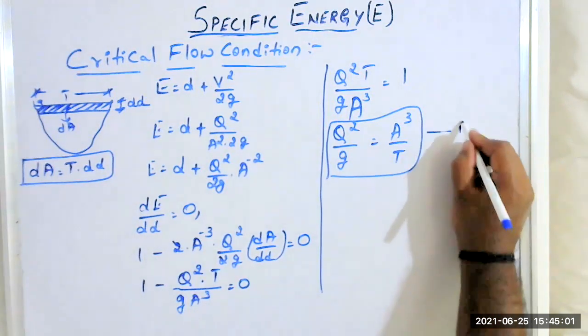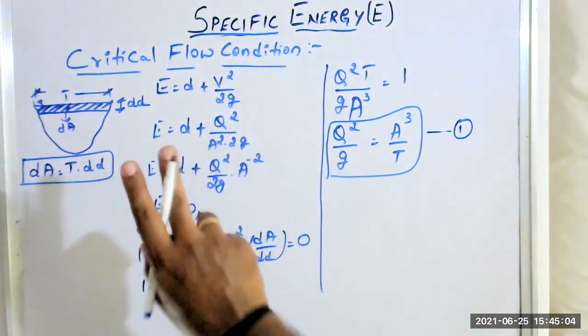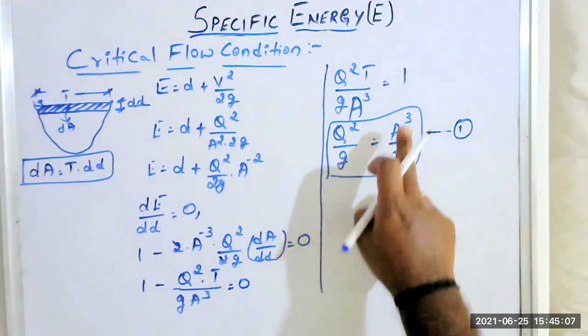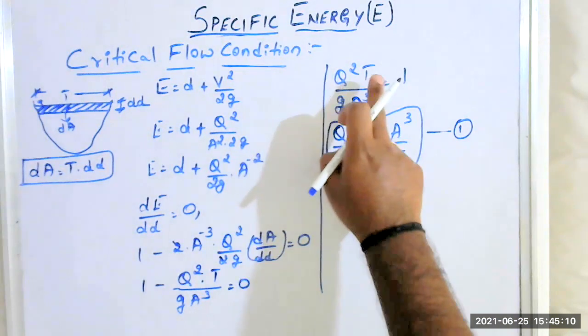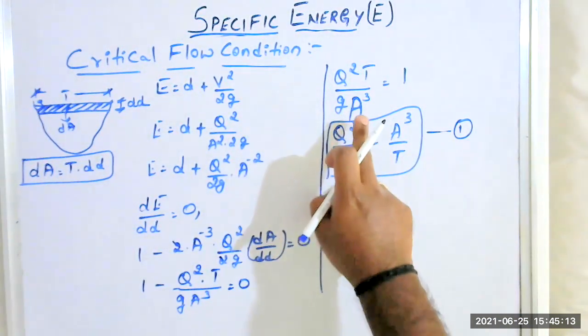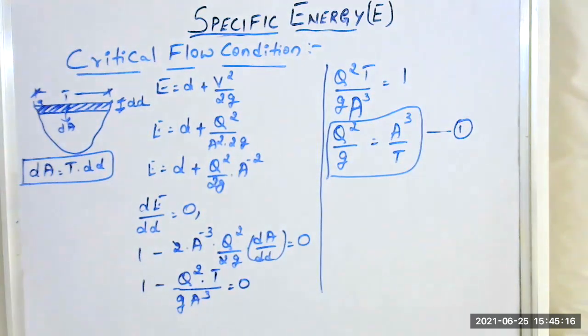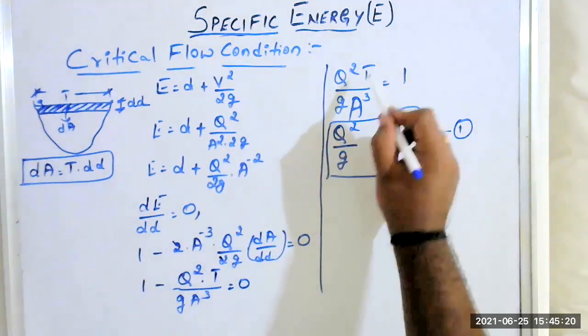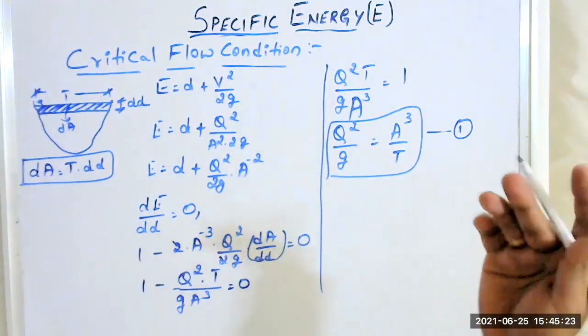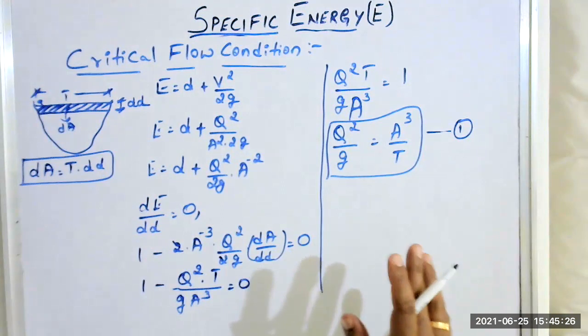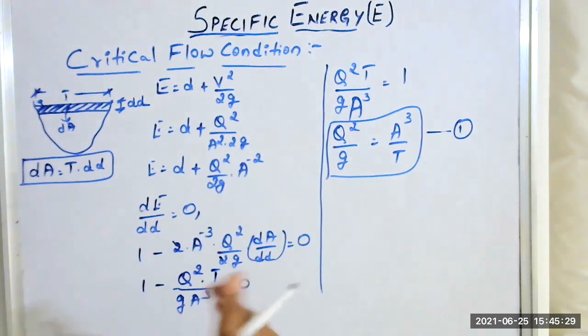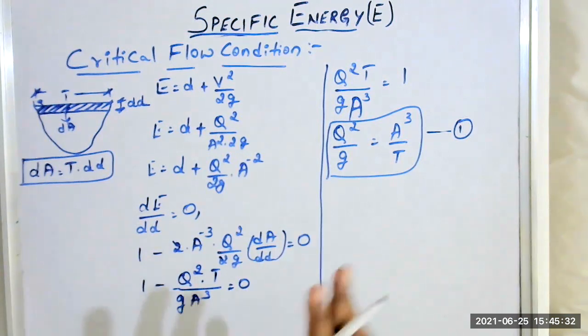So let me take this as equation 1. This is one of the conditions: the flow is critical when q square by g is equal to a cube by t. Also, you can observe here q square T divided by g times a cube is equal to 1, which means whether the flow is critical depends only on the channel geometry and the discharge. The slope of the channel or the roughness coefficient does not deal with this critical flow condition. This critical flow does not depend on the bed slope of the channel or the roughness of the channel.